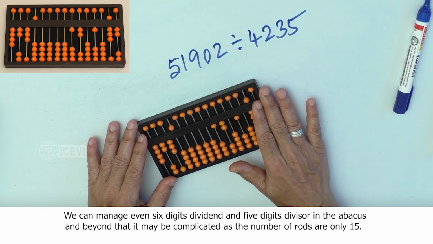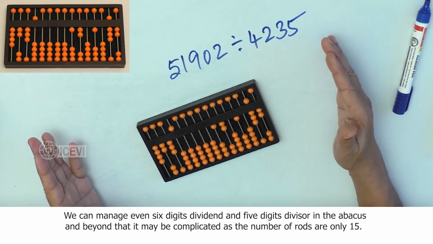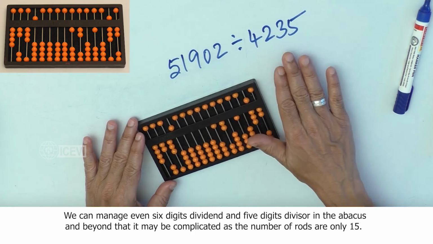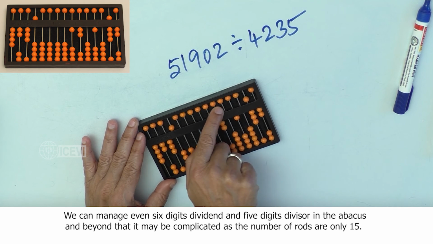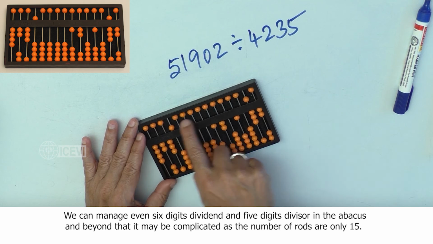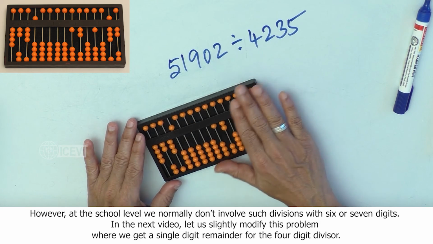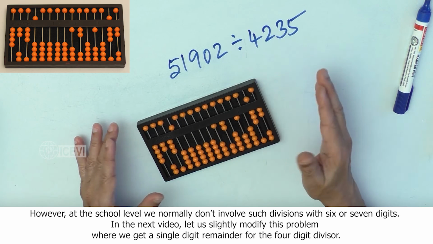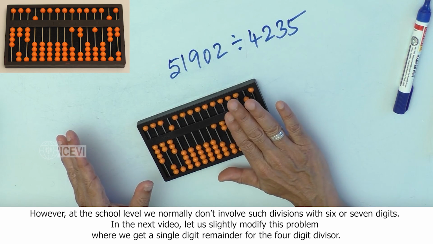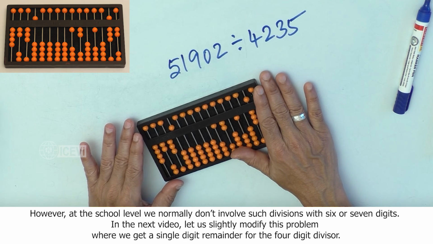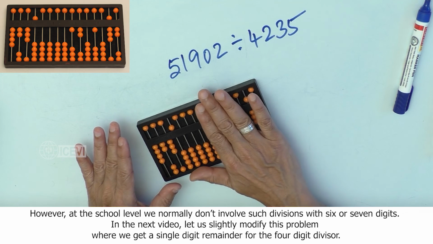We can manage even 6 digits dividend and 5 digits divisor in the abacus, and beyond that it may be complicated, as the number of rods are only 15. However, at school level, we normally don't involve such divisions with 6 or 7 digits. In the next video, let us slightly modify this problem, where we get a single digit remainder for the 4-digit divisor.